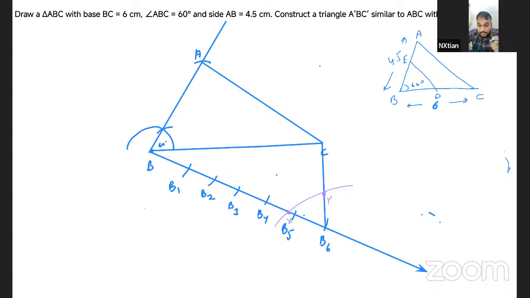Now, without disturbing the compass, because you need a ratio of 5:6, you have to put the compass on B and then draw the arc like this. First you have B6, and then without disturbing the compass, put it on B5 and just draw the arc.